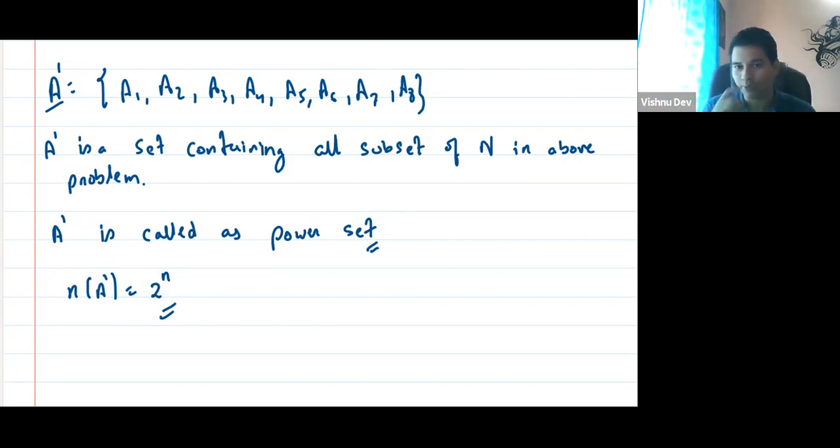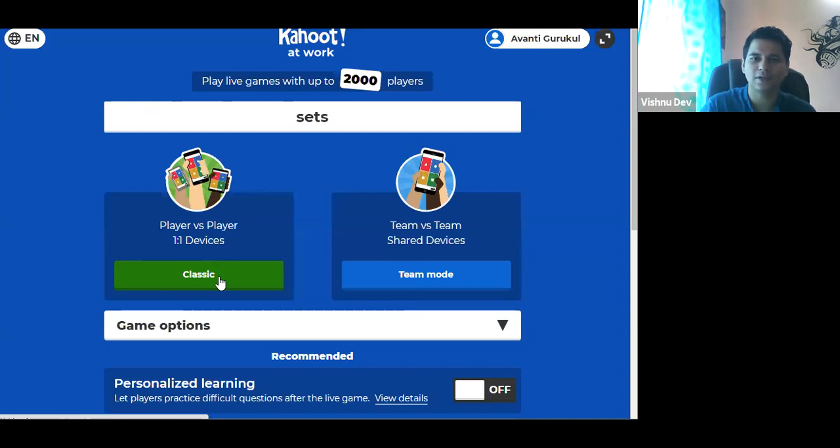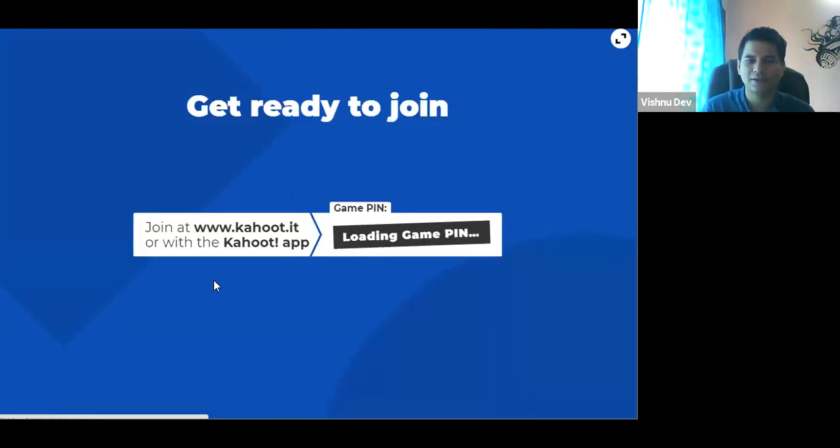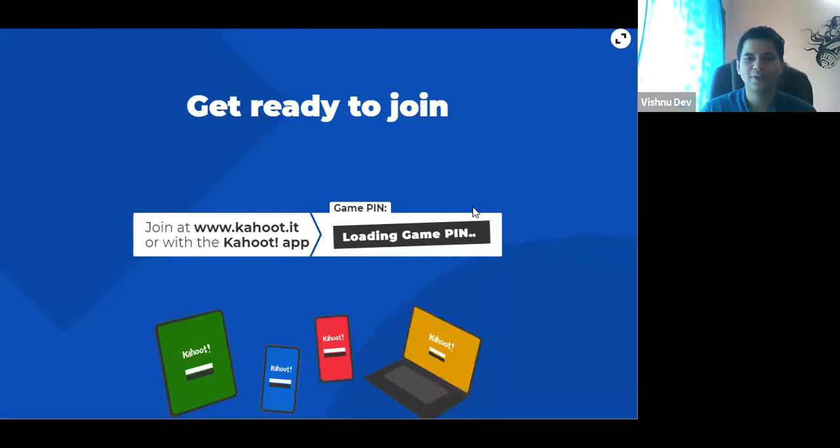So, Kahoot time. Ready for Kahoot? Yes. A power set is the set of all the subsets of a given set. No, Vastav, the chapter is not over, but two sections are over. Then we'll talk about a new topic in this, which is the Venn diagram. For now we will count only up to here, okay?